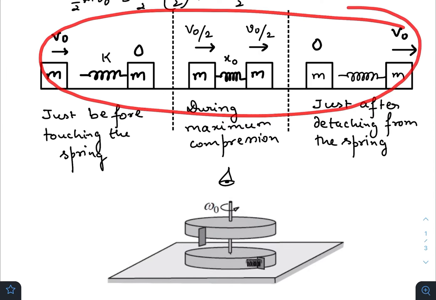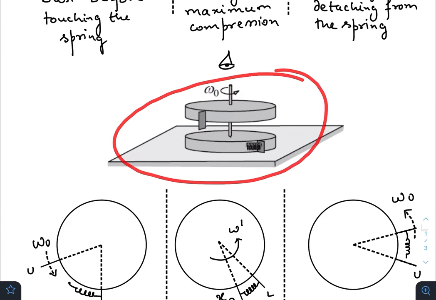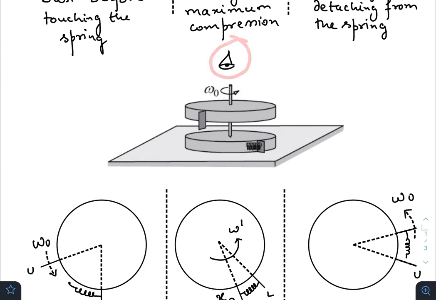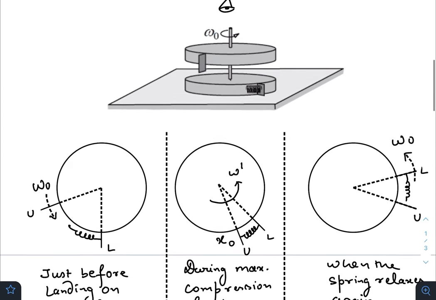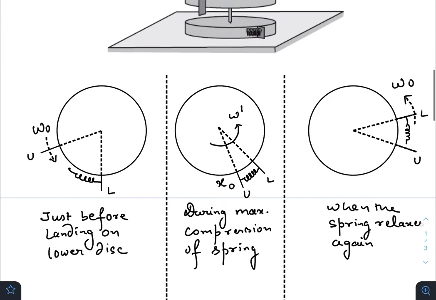Similarly, if you look at this whole assembly from the top, the whole system would look something like this. I've already drawn the figures so that I don't have to waste much of your time. If you see from the top, you'll notice that both the discs have the same radii. The extension of the upper disc was initially having an angular velocity omega naught. After some time it will start compressing this spring.